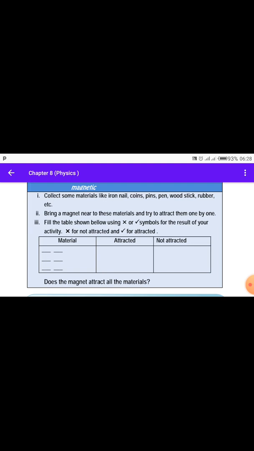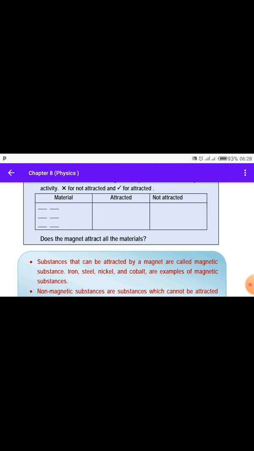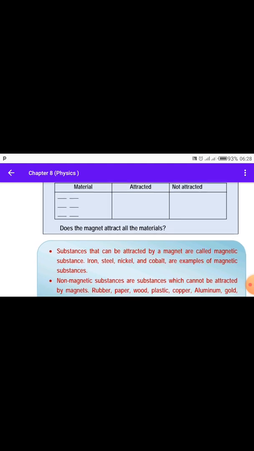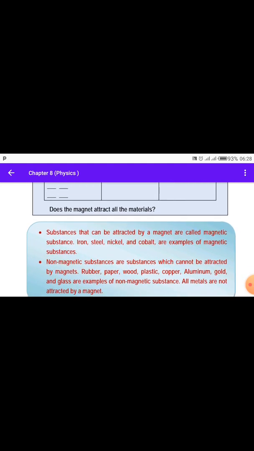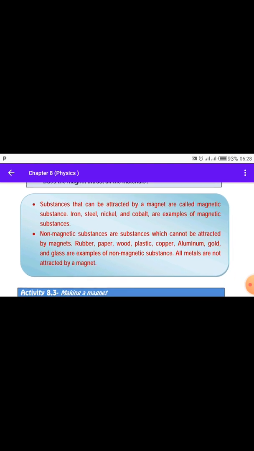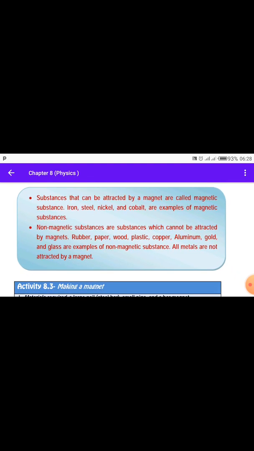Rubber means a plastic, an elastic band, which is also not attracted. You write these down by hand, and then mark what I've said with an X or a right mark. Okay, substances that can be attracted by magnet are called magnetic material. The substance or the material that can be attracted by magnet. What are things attracted by a magnet called? Magnetic substances, such as iron, steel, nickel, cobalt; all are examples of magnetic substances, and so on.